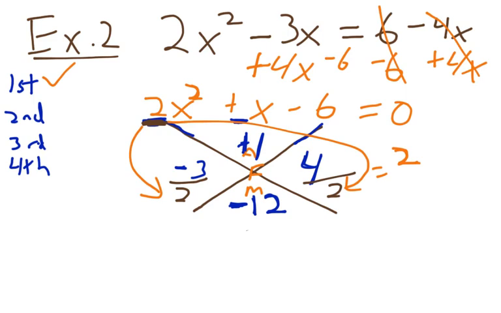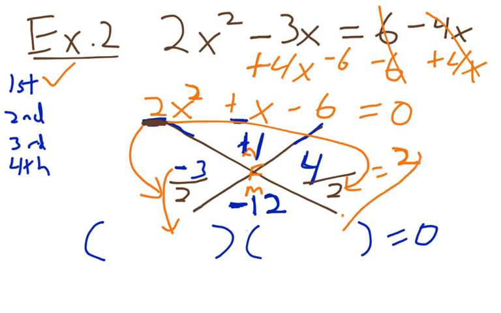All right, not so bad. I'm going to write my two factors using parentheses. Set it equal to 0. And remember, that minus 3 normally just goes down right here, and the 2 will just go right here.